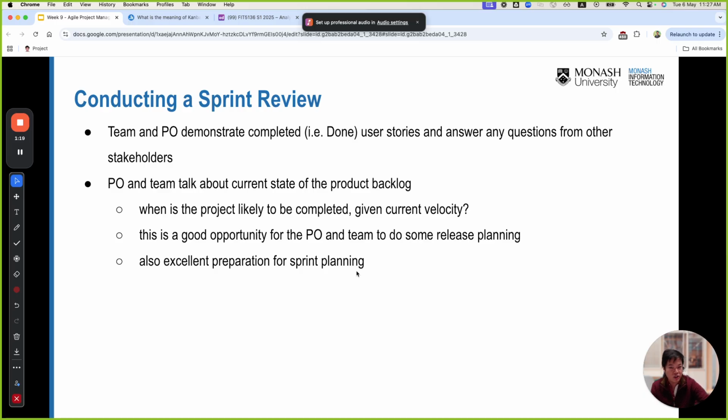This is a good opportunity for the PO and the team to do some release planning, right? Like, how should we release this kind of version, that kind of thing? Are there any other technical difficulties or not? Okay. So we need excellent preparation for the sprint review because you want to demonstrate that the user story is actually completed, right?